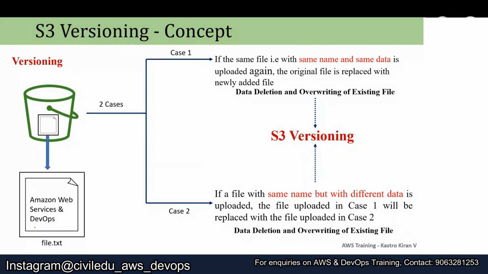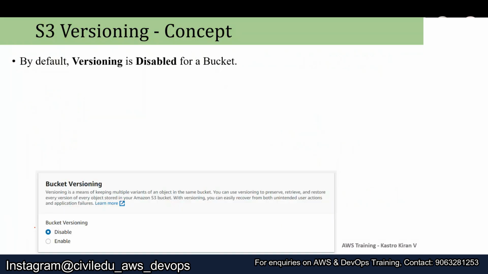So let us understand this scenario, and how versioning behaves when you enable it for a bucket. Once I explain the concept, I'll show you how to do it practically. First, let us understand how it actually looks. By default, whenever you create a bucket, versioning will be disabled. To enable versioning, you have to do it manually.